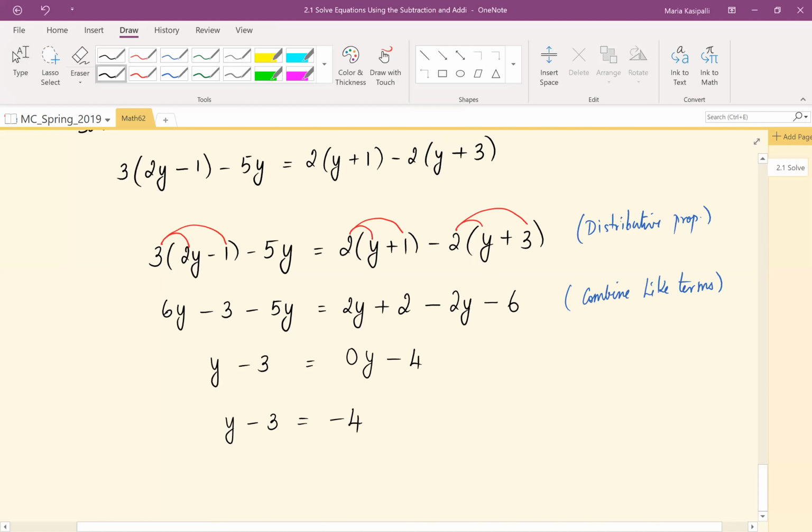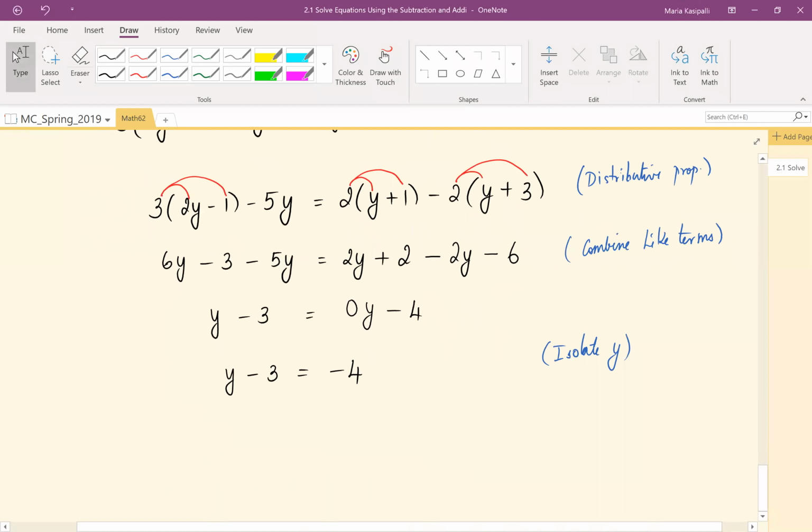Okay. Then we have to isolate y. So remember to apply your subtraction or addition property. In this case, we will add 3, right? So that it cancels off the 3's there, leaving us with just the y. Y equals negative 4 plus 3 is negative 1.